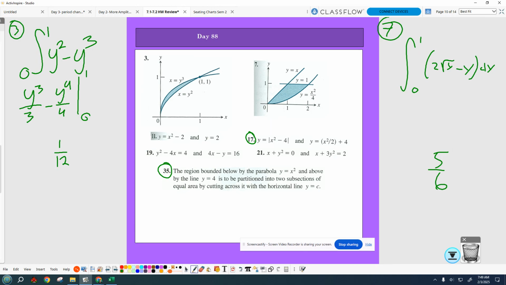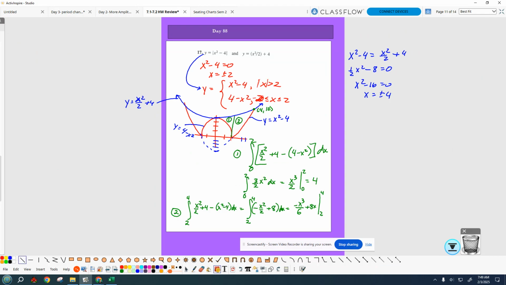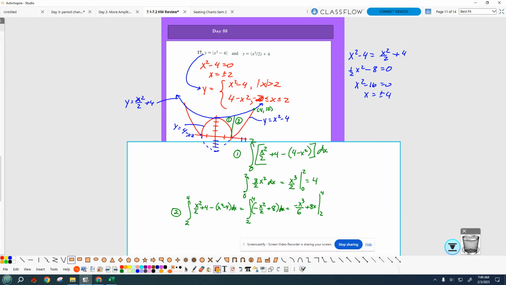So you guys said 3 and 7 were simple enough. And 11 is just a parabola that you do 2 minus the parabola. Well, you could have just shifted everything. 17 was an issue. That was helpful.